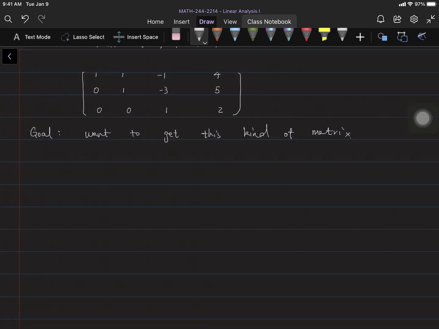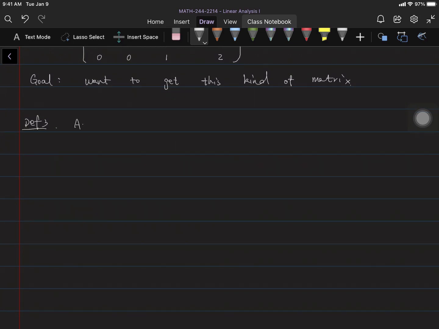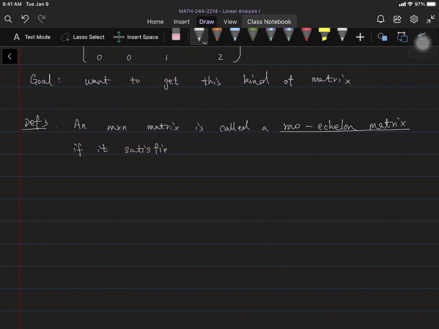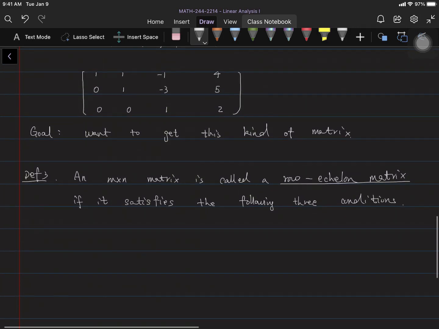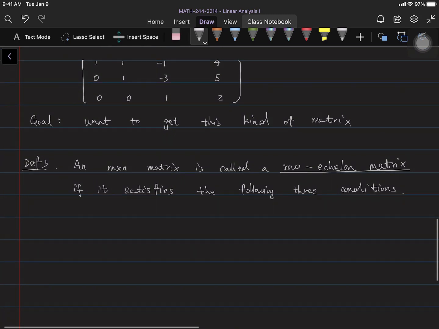And we want to get this kind of matrix, and actually this kind of matrix has a name. It's called row echelon form. Let's see the definition. Definition 3, row echelon matrix. An n by n matrix is called a row echelon matrix if it satisfies these three conditions. Let's take a look at what the conditions are. If we look at this matrix, it's like an example. You can see what the matrix looks like.